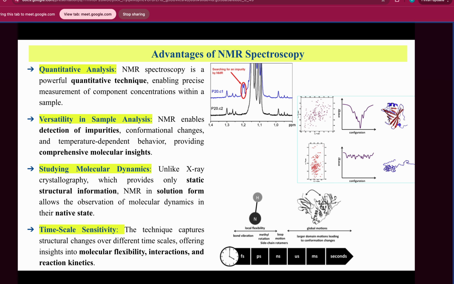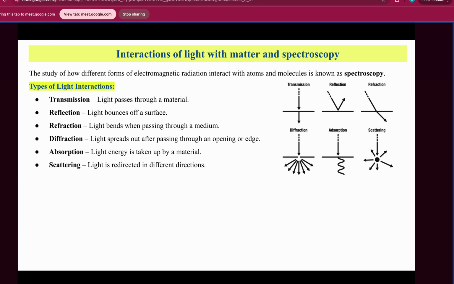So with which we will be able to identify the local flexibility or local motions as well, because these motions are happening in a very small interval of time. So that is one of the advantages of NMR.